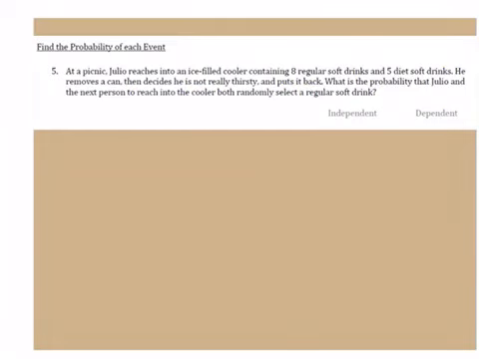So let's look at example number 5 here. At a picnic, Julio reaches into an ice-filled cooler containing 8 regular soft drinks and 5 diet soft drinks. He removes a can, then decides he is not really thirsty and puts it back. He's putting it back. What is the probability that Julio and the next person to reach into the cooler both randomly select a regular soft drink?